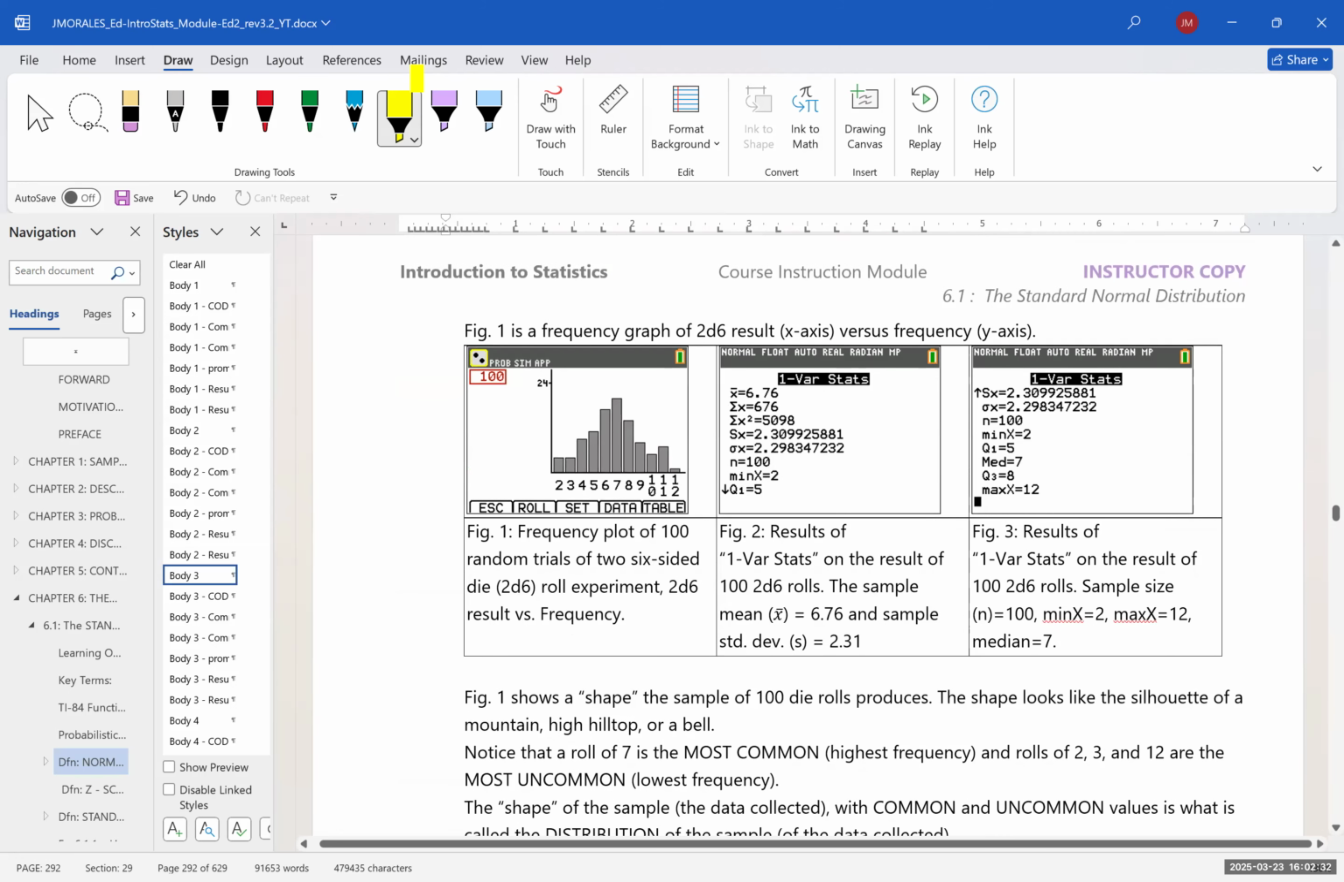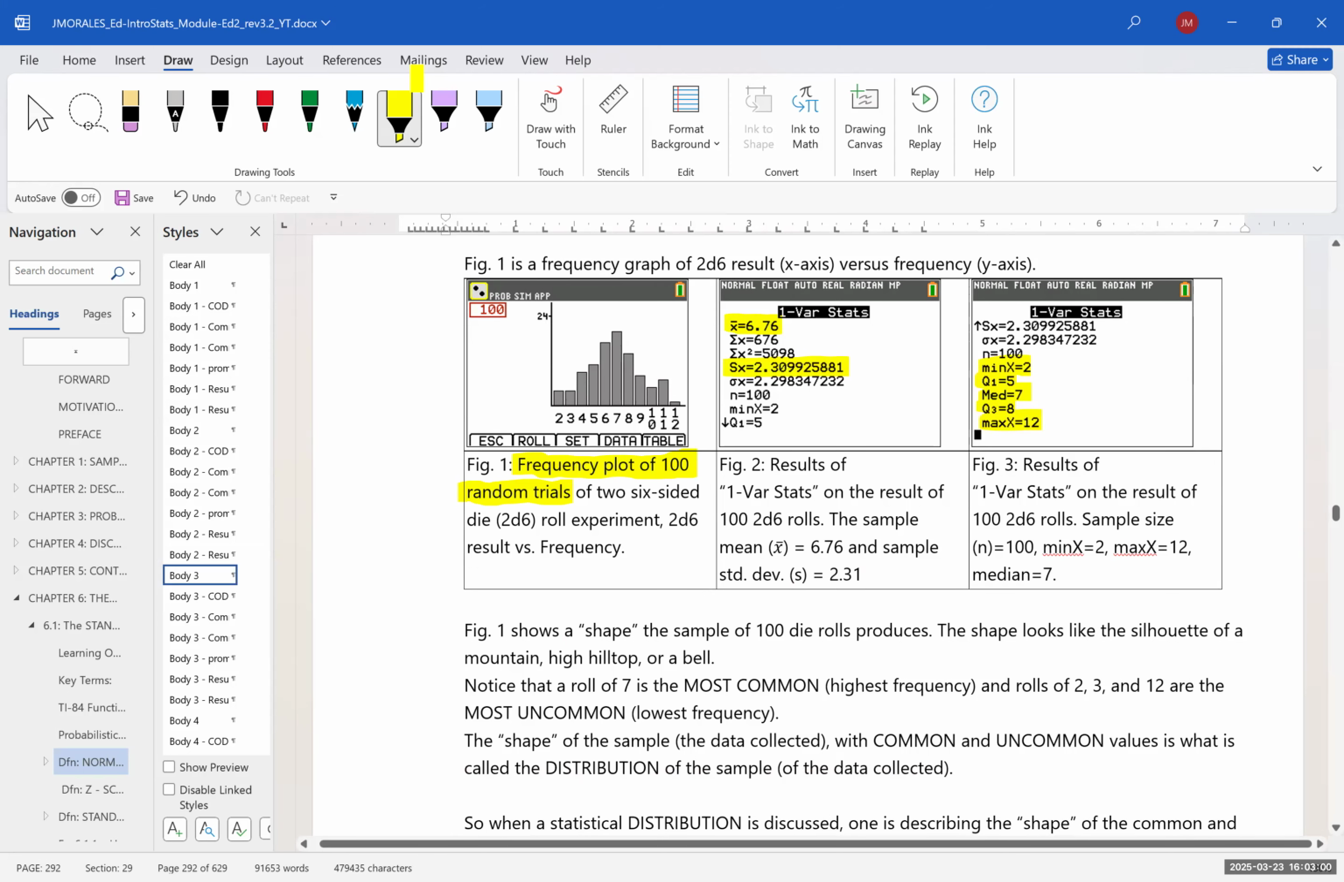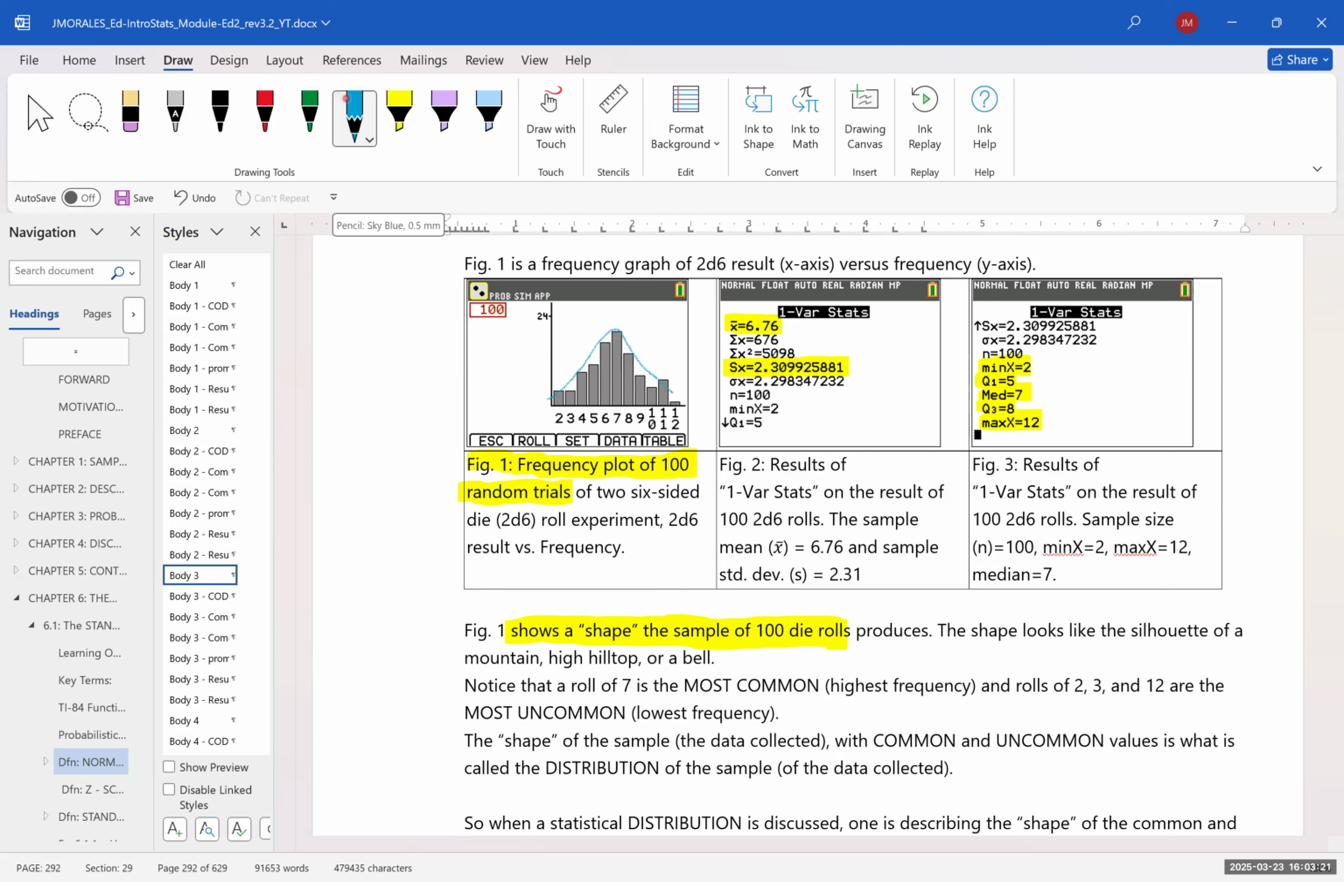And this is the graph that I got. This is a frequency plot of 100 random trials of two six-sided dice. And from this, I could run one variable stats on this data and get a mean and a standard deviation. I could even get a 5-number summary of that data as well. But the point is that this figure 1 shows the shape of the sample of 100 die rolls. And the shape looks like the silhouette of a mountain or a high hilltop or a bell. So in this case, it looks like it's got kind of this shape, something like that.